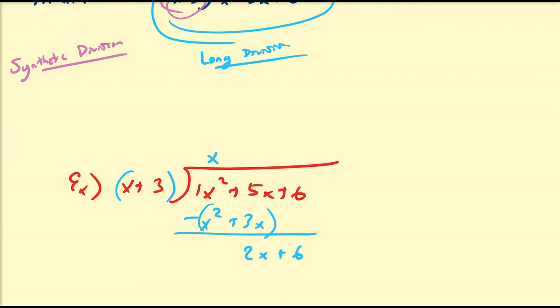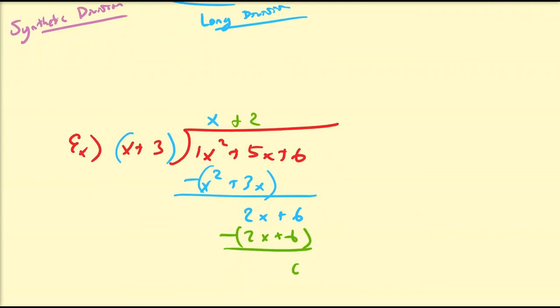And then we repeat our process. What times x gives us 2x? The answer is 2. We then multiply 2 by x plus 3, giving us 2x plus 6. Subtracting gives us a remainder of 0. Therefore, our answer will be x plus 2.